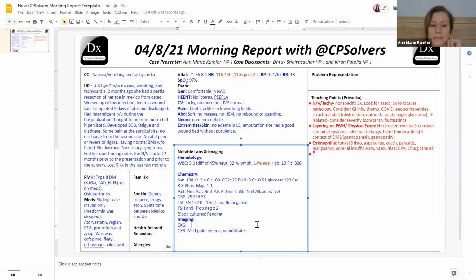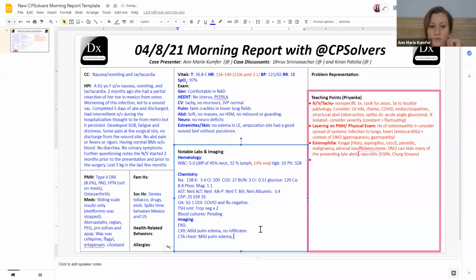Okay. She did get a CTA, with a Wells score of 6 given a recent hospitalization, that, other than mild pulmonary edema, did not show any abnormalities. The blood cultures were negative. It was a little complicated because 1 out of 2 came back positive, but repeats were negative and there were no other signs.